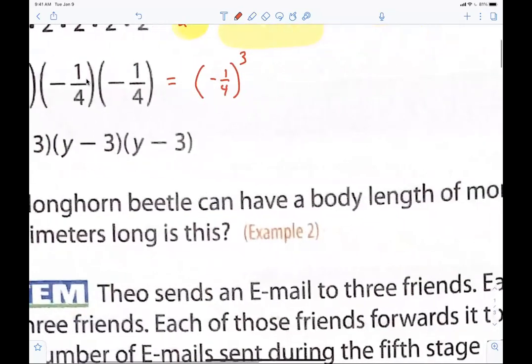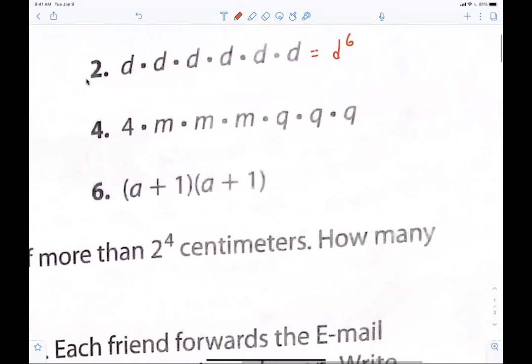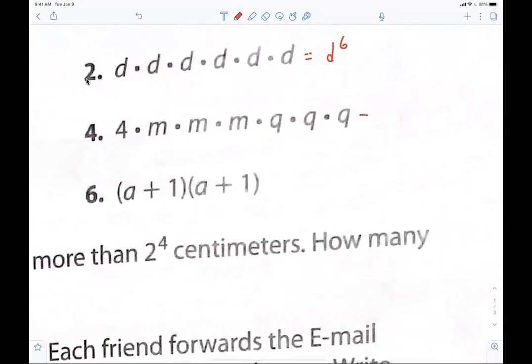All right, Mikey, you're up, number 4. How would I write this? I don't understand this one. Yes, you do. How many m's are there? 3. So it'd be 4m to the 3rd power, and then q to the 3rd power. That's all there is. That's it.